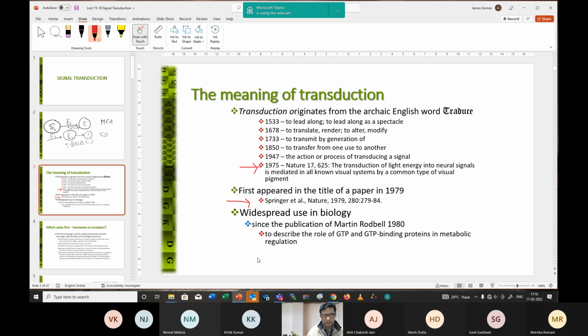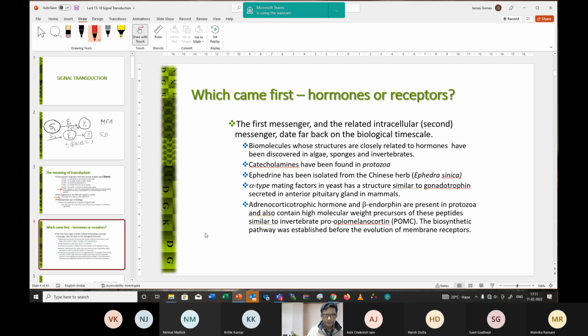Now, if you look at it, it's perhaps one of the most commonly used terms in biology, currently being used for research. It appears in almost every paper. And with that, let me just go forward.